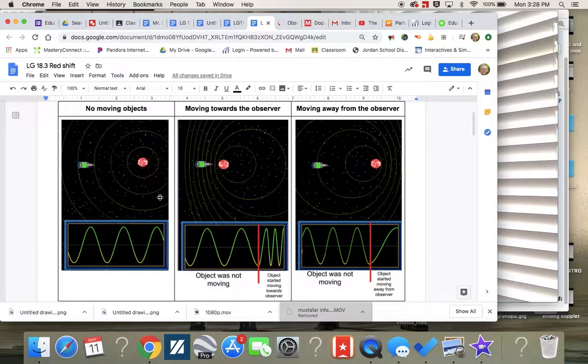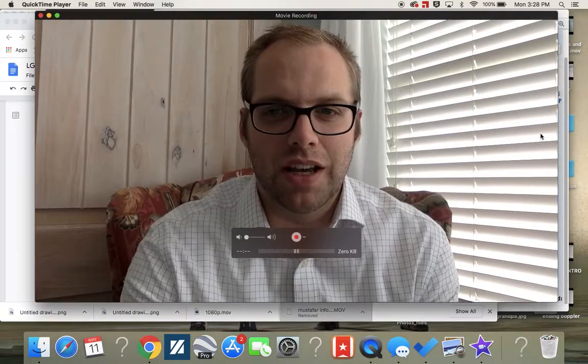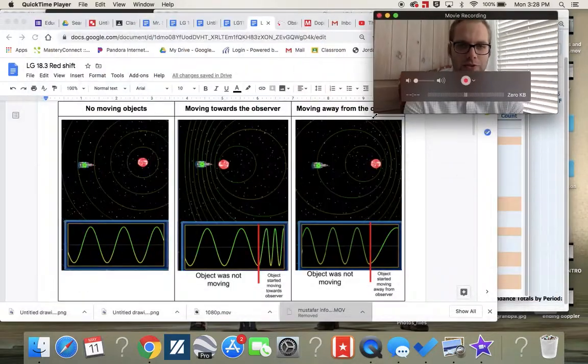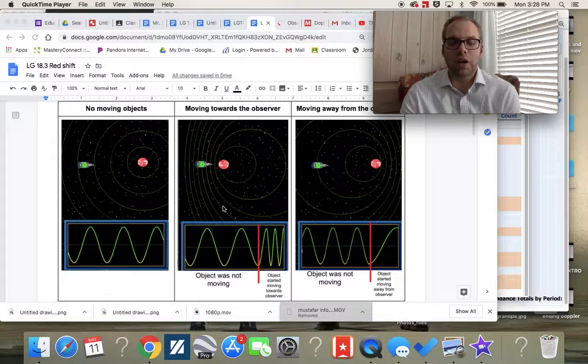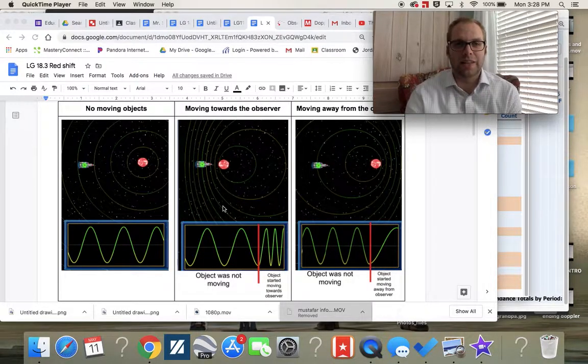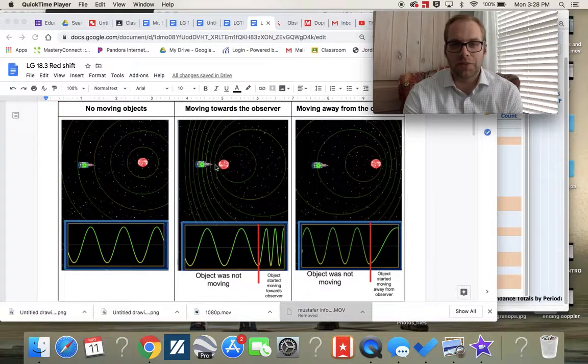What I was wanting this to do was, let me make my face a little bit smaller for you. I wanted you to see visually what you heard in the Doppler effect demonstration. When I was moving my phone back and forth, this is basically what was happening. When the phone was moving towards you, the waves in front of the phone were getting compressed, and so you heard a higher pitch. When the phone was moving away from you, the wavelengths became longer, so you heard a lower pitch.